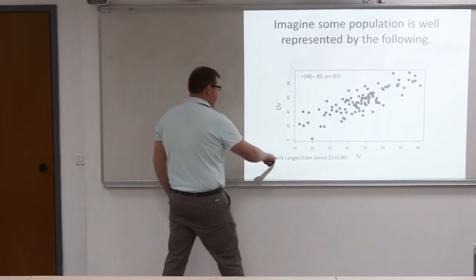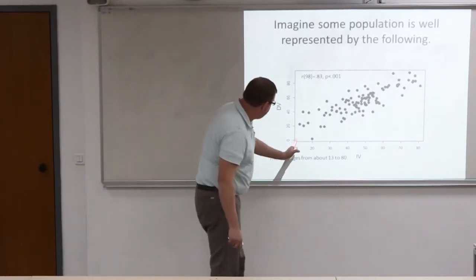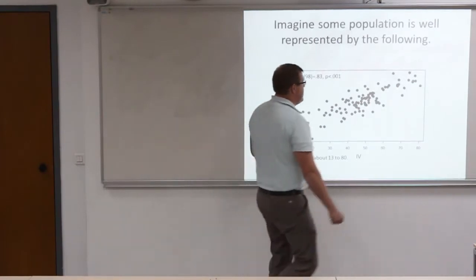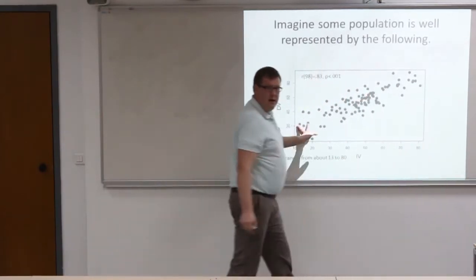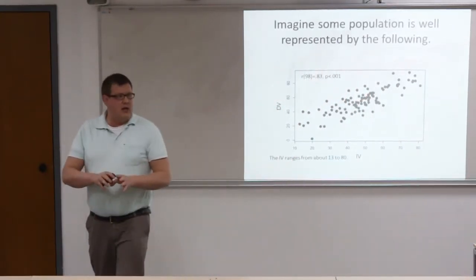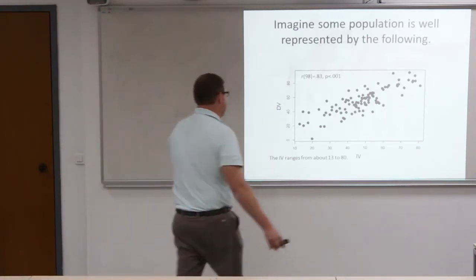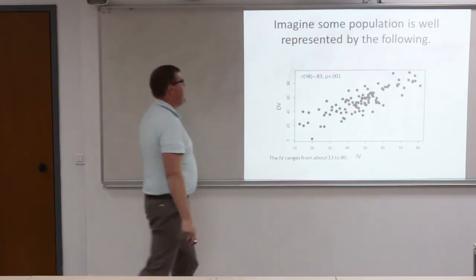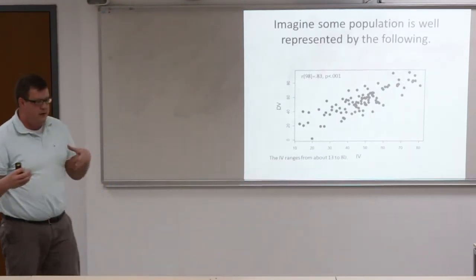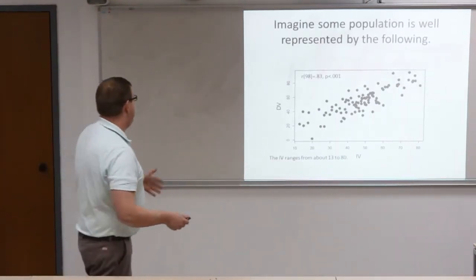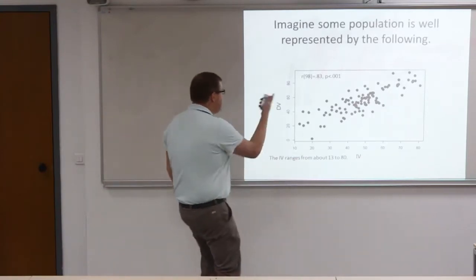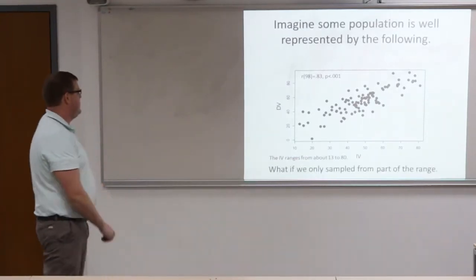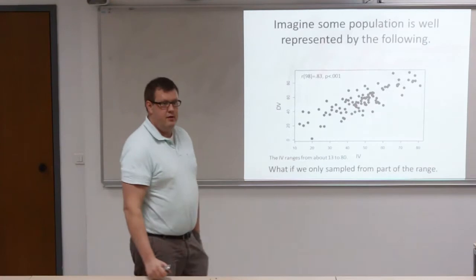Now, the independent variable ranges from about 13 to about 80, okay? So if we were to look at the entire range of the population, the whole population is basically within this range. When we've sampled within that range and adequately represented the population, we found this sample correlation.